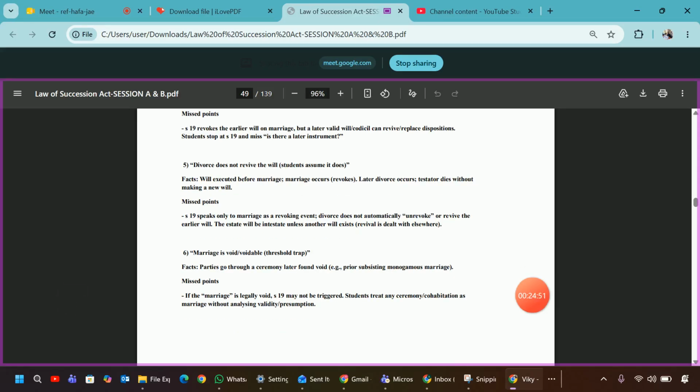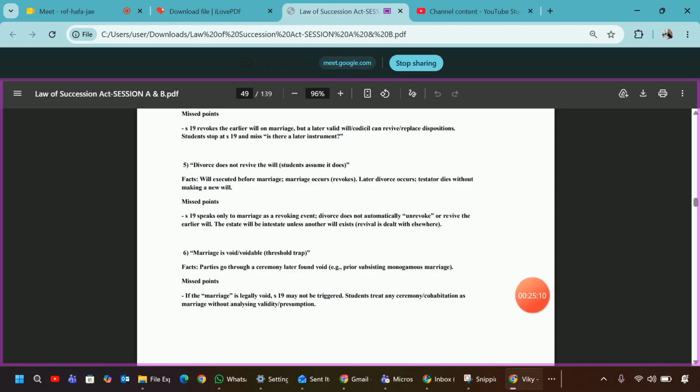Divorce does not revive the will. Students assume it does. Facts: a will is executed before marriage. Marriage occurs, so this revokes the will. Later, divorce occurs. The testator dies without making a new will.